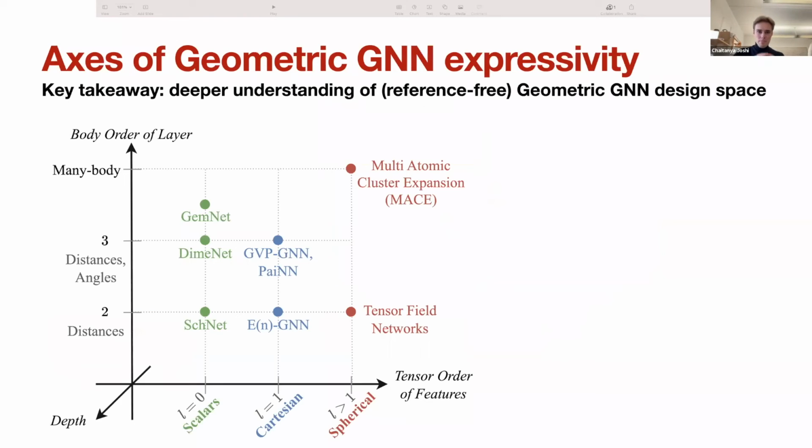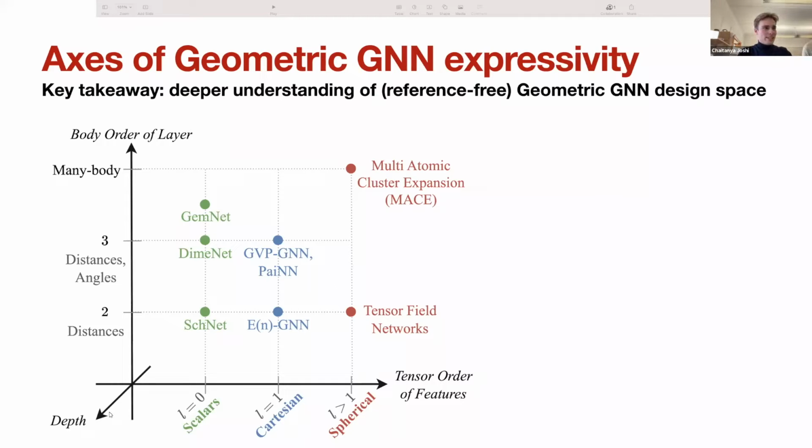And to give you the main results of the paper ahead of time, and then we'll go into details of how we get to them, the key takeaway really is better understanding the design space of reference-free geometric graph neural networks. And to characterize this design space, we use three main axes. The axis that goes out of the page, out of your screen, is depth. And I think that's more or less self-explanatory. So essentially how many layers of a particular graph neural network layer do we stack.